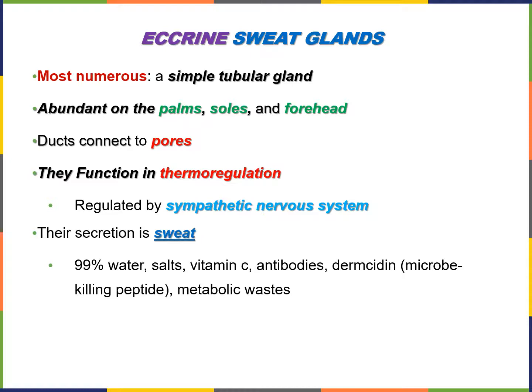Eccrine sweat glands are the most numerous, a simple tubular type of gland, very abundant on the palms, soles, and the forehead. These glands have their ducts connect to pores. Their main function is thermal regulation, so they are regulated by the sympathetic nervous system. The secretion is sweat: 99% water, with some salt, vitamin C, some antibodies, some antimicrobial compounds such as dermcidin, and some metabolic waste.